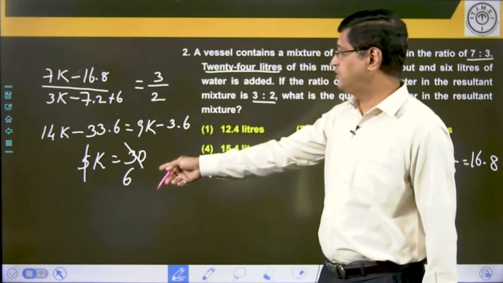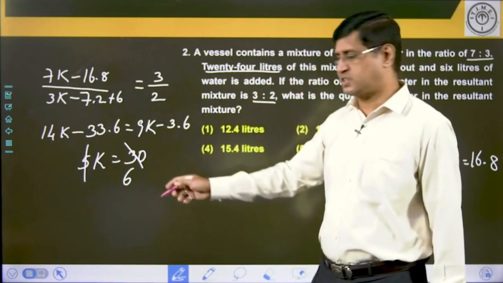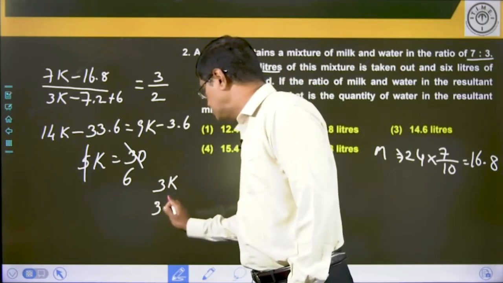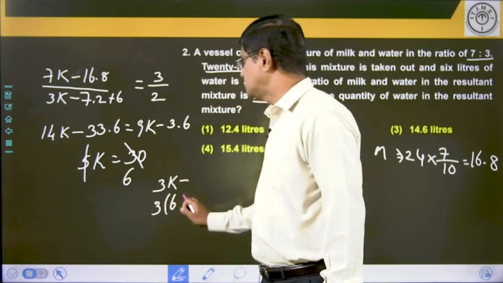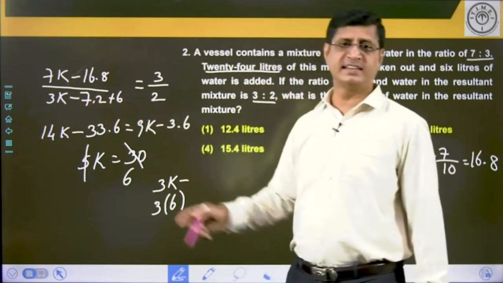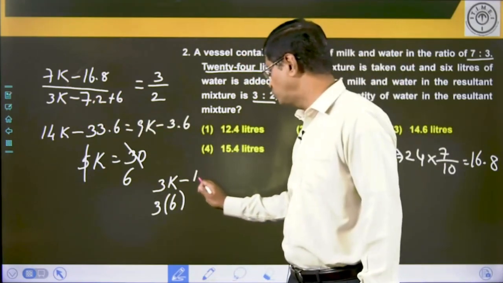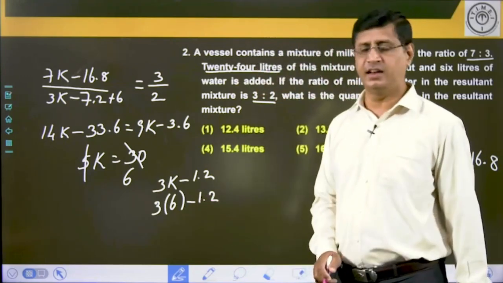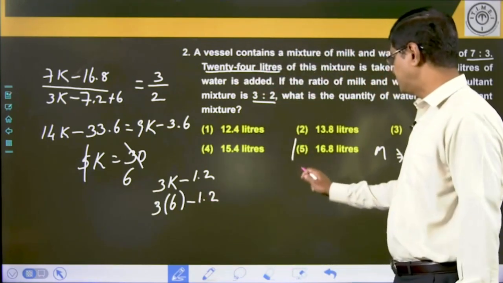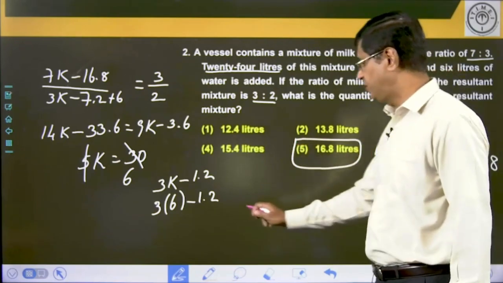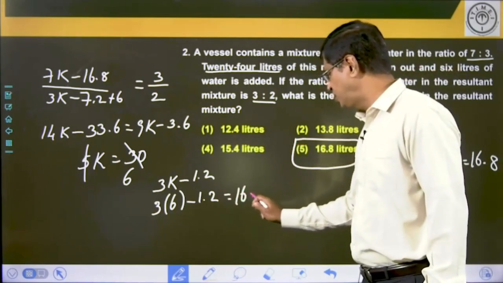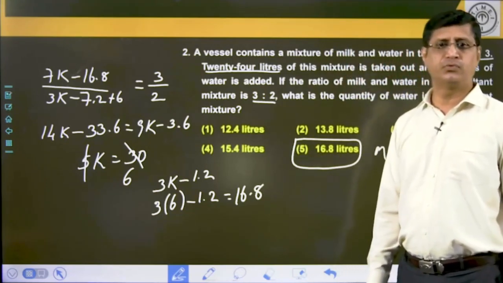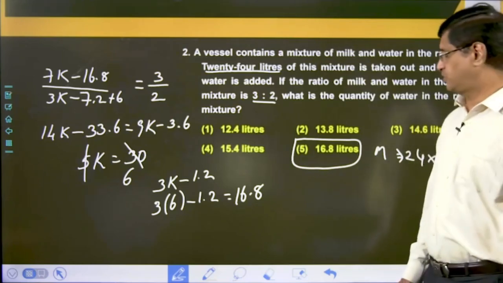3K means 3 into 6. 3K means 3 into 6 minus 7.2 plus 6 means minus 1.2. When you subtract 1.2 from 18, what is the result? It is 16.8 liters. Right choice, option number 5. Fifth choice is the answer.